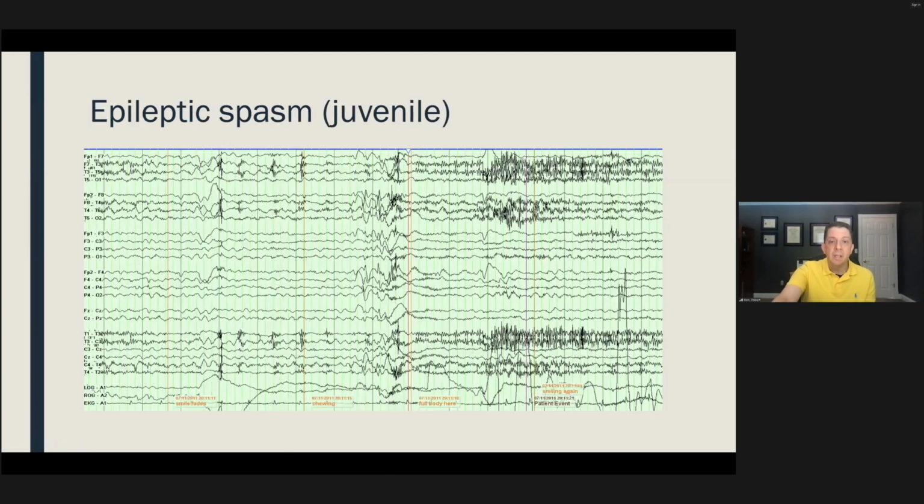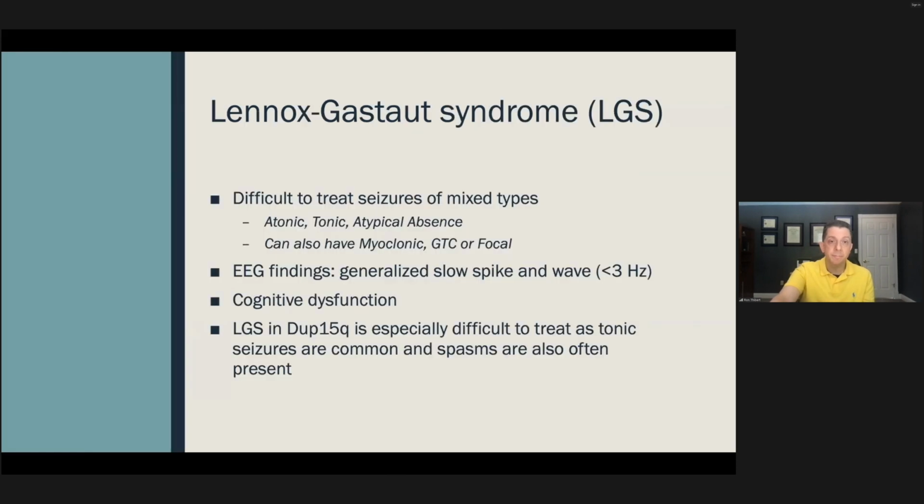And this is what it looks like in an older kid. Again, you don't have to know exactly what these are, but just showing that the background doesn't show the hypsarrhythmia, but you still have that little flattening. Just to show you that it also happens in older kids, but that hypsarrhythmia is really just for the infants. And then Lennox-Gastaut, I've already said it like 10 times probably, but people with Dup15 that don't have just focal seizures, they have the bigger spectrum.